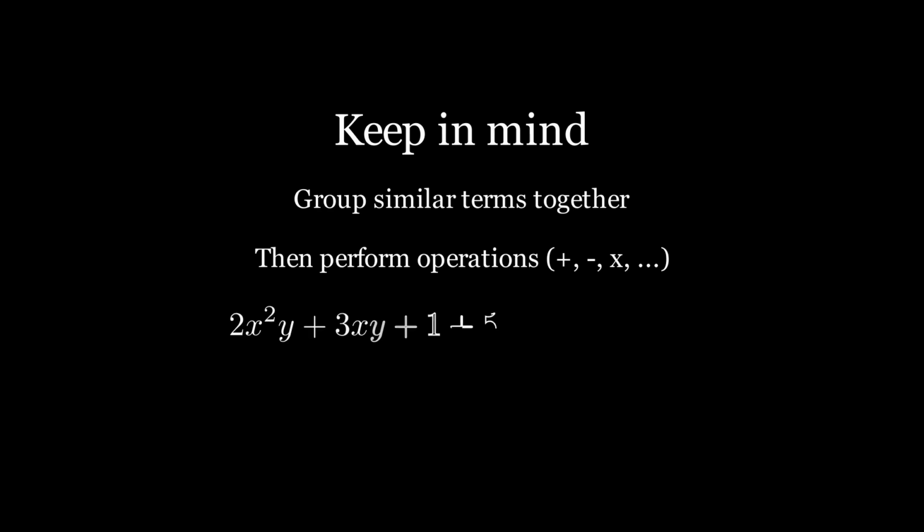For example, in this algebraic expression, 2x squared y and 5x squared y are similar. 3xy and 2xy are similar. And the constant terms 1 and 4 are similar. Let's look at a few examples.